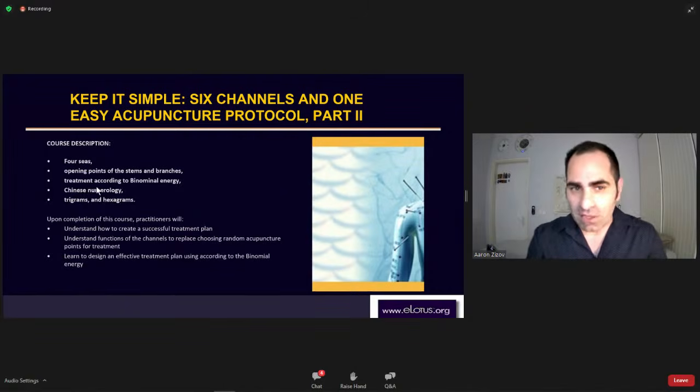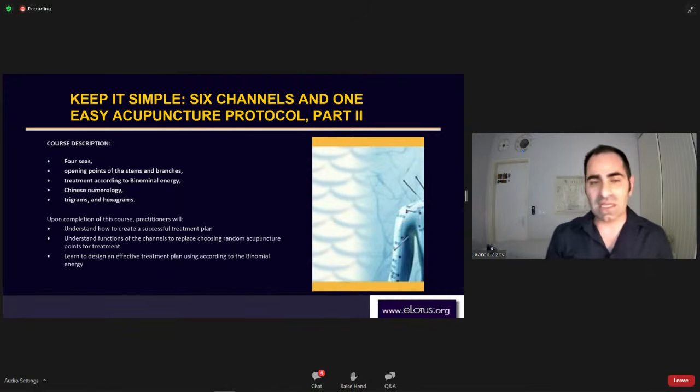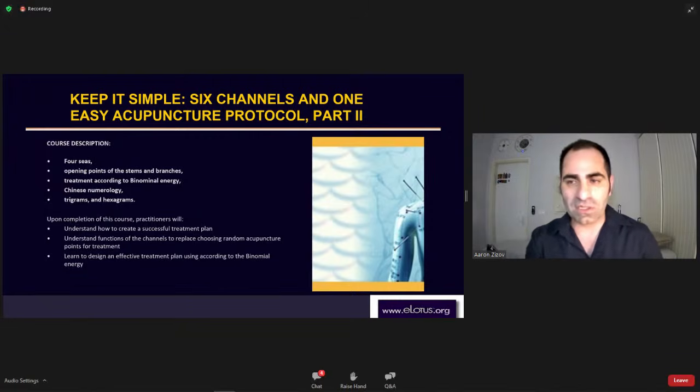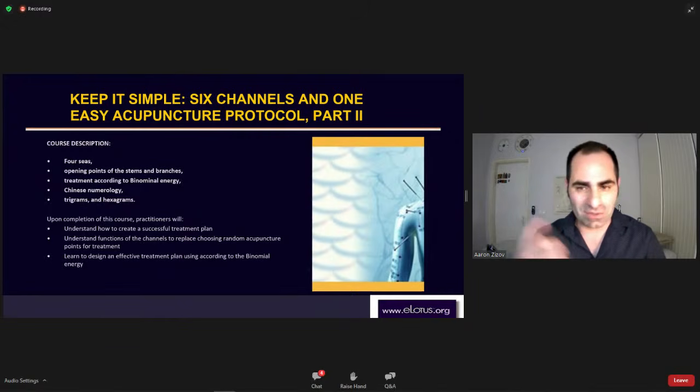So treatment according to binomial energy, which is, I use a lot of Chinese astrology with the Bazi chart, and it's working amazingly, again, on the structure of 5 elements. Chinese numerology, which can help us. Usually it's used in Feng Shui, but I also use it at certain times in order to understand how to help the person with different health issues, mental or physical, and also a bit about trigrams and hexagrams.